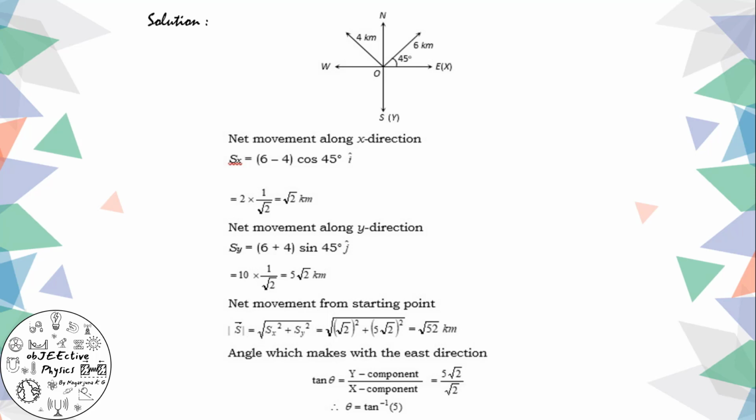Net movement from the starting point, modulus of s bar, is equal to root of Sx square plus Sy square, that is equal to root 52 kilometers. Angle which it makes with the east direction: tan theta is equal to y component by x component, that is, theta is equal to tan inverse of 5.